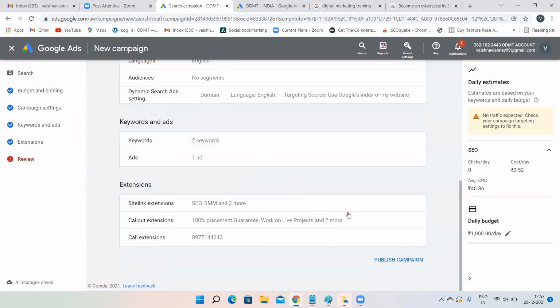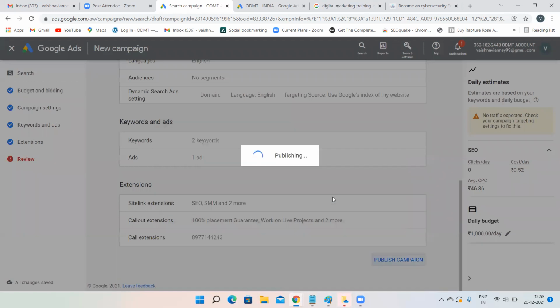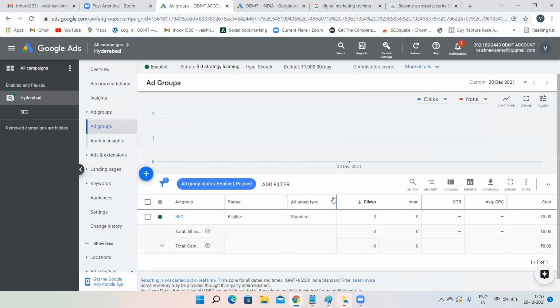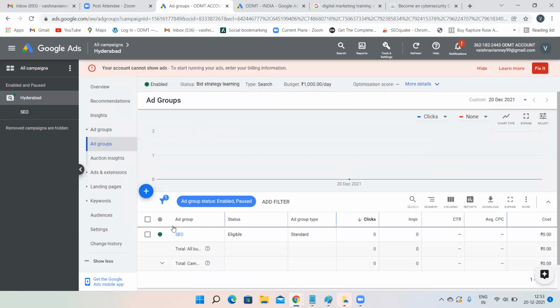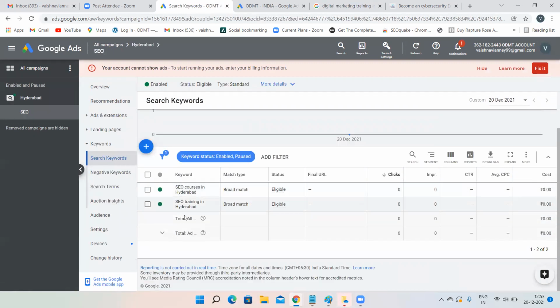Now this is the campaign. Let's publish our campaign. Publish. That's it. Now see, this is our ad group. Click on ad group. Then you will see the keyword level data. What are all the keywords you have mentioned, you will be seeing over here. That's it.